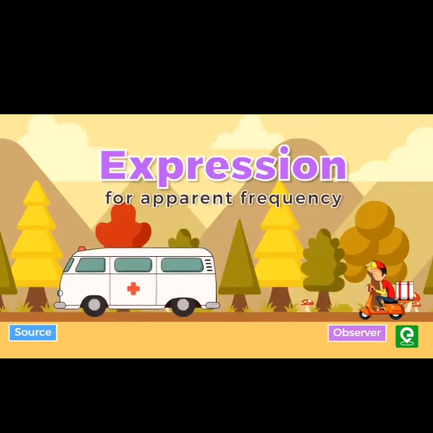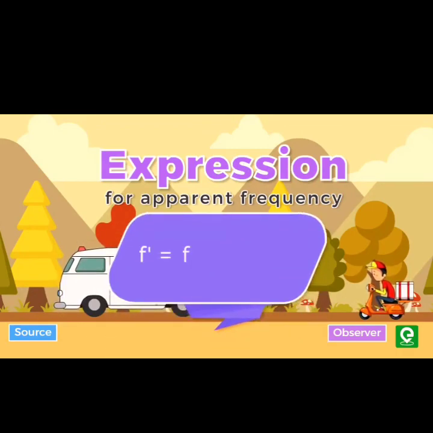Now, looking at the expression of apparent frequency given in this formula, we can easily develop a general relation for finding the apparent frequency heard by a moving observer due to a moving source, that is, f dash equal to f into (v plus minus v naught) whole divided by (v plus minus vs), with the sign to be determined using relative motion between the observer and source.